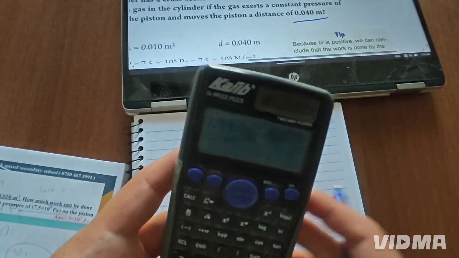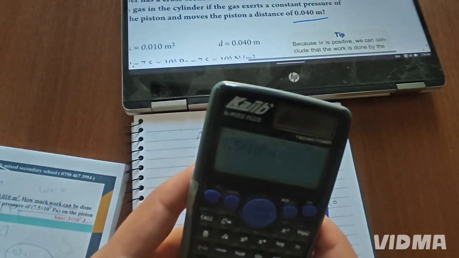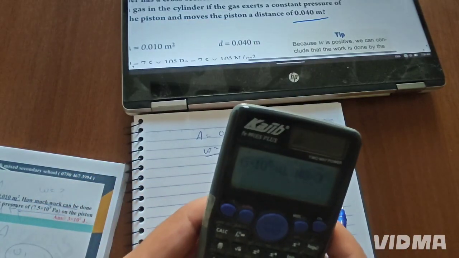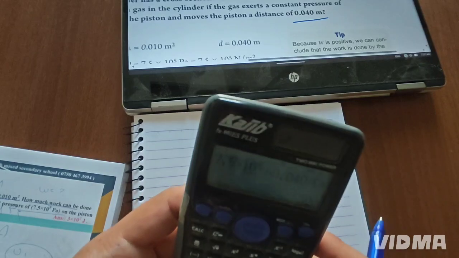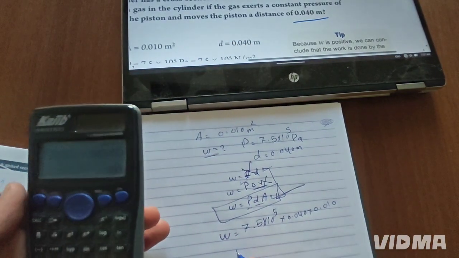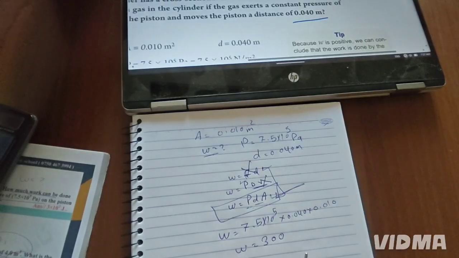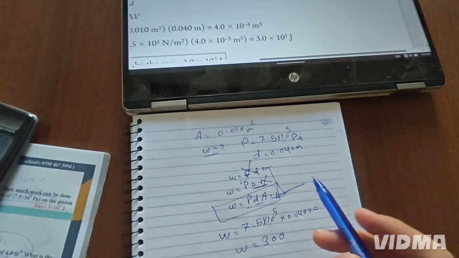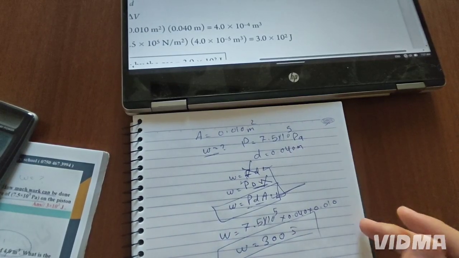7.5 times 10 power 5 times 0.040 times 0.010. The answer is 300. W will be 300. The answer, look, 300. And yes, I told you, the unit of work is joule, like energy.